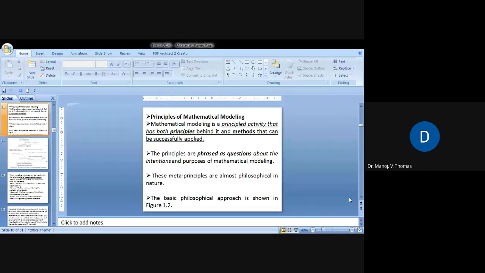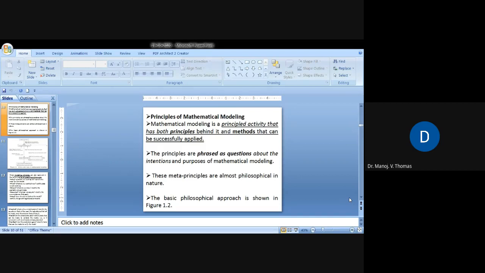Now let us see some of the principles of mathematical modeling. Mathematical modeling is a principled activity that has both principles and some methods to be applied. The principles are phrased as questions about the intentions and purpose of this.